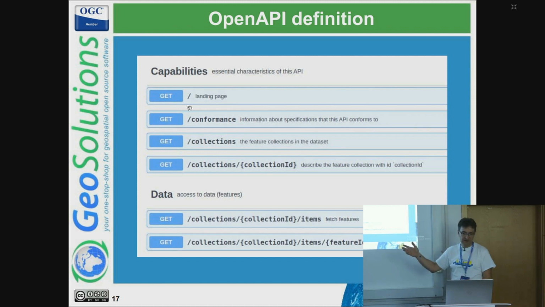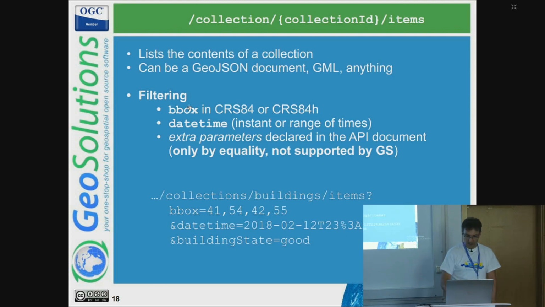Same items that we have seen before, nothing new. At the items level, this resource lists the content of a collection. So it's the equivalent of a GetFeature in WFS. The result is typically a GeoJSON document if you implemented the GeoJSON conformance class, but in GeoServer it could be also GML, KML, CSV, whatever. Basically all the output formats that you would find in WFS are also found in OGC API Features.